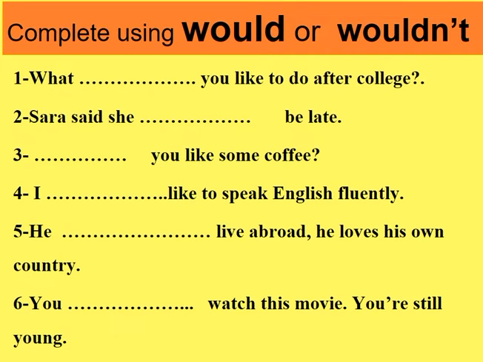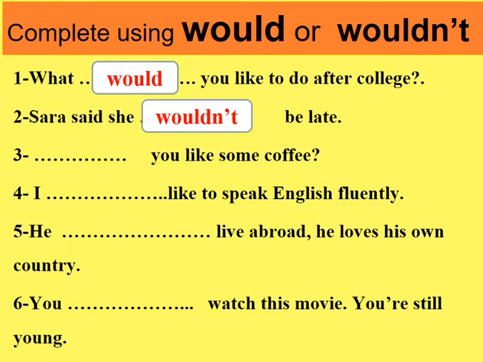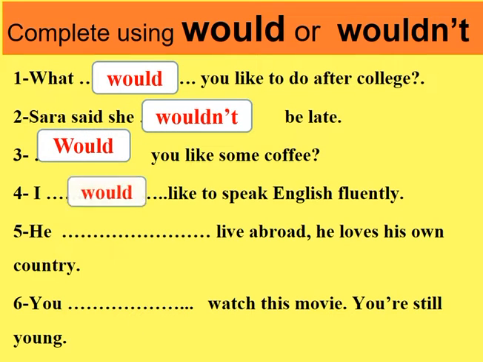After we listen to the recording, let's complete using would or wouldn't here. Number 1. What would you like to do after college? Number 2. Sarah said she wouldn't be late. Number 3. Would you like some coffee? Number 4. I would like to speak English fluently.